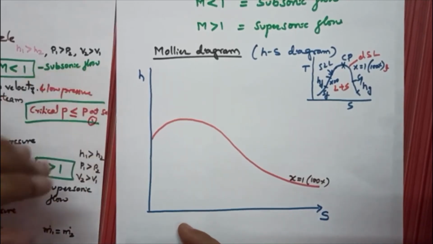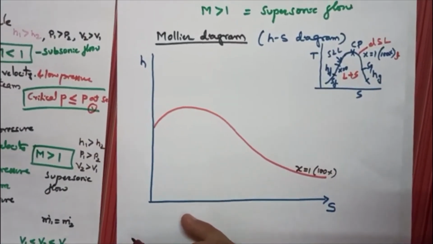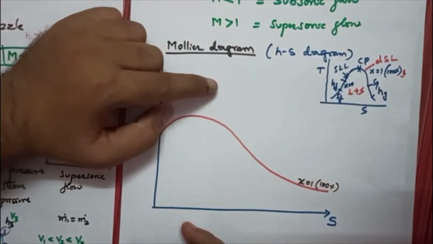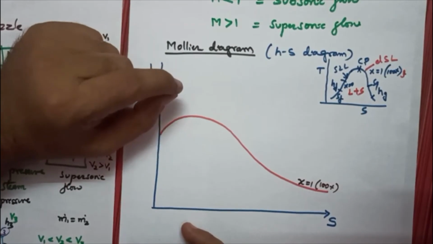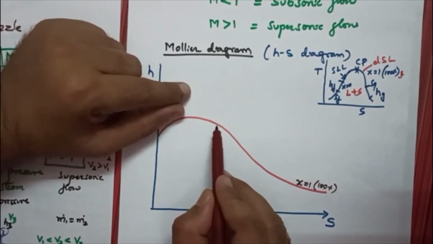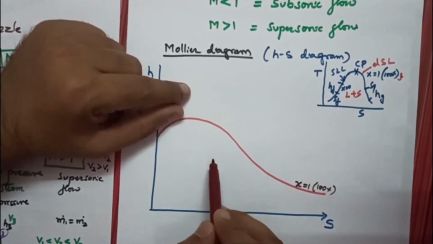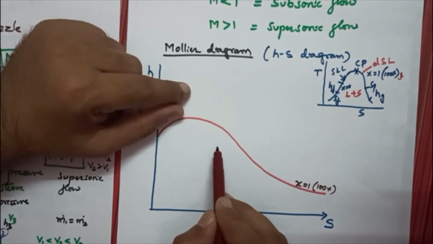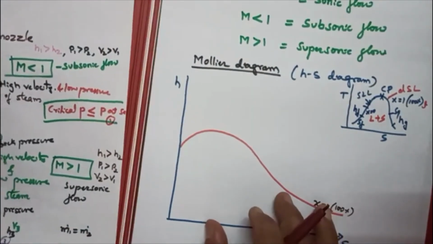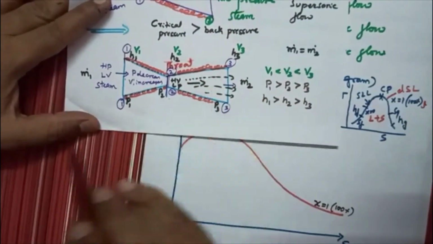Okay, if I say the superheated steam is entering the turbine, then it starts from this region. If I use the word saturated, only dry saturated steam is entering the nozzle, it starts from this point. If I use the word wet steam is entering the nozzle, then the line starts from below, somewhere here. Okay, now we will draw the HS diagram for this convergent divergent nozzle.